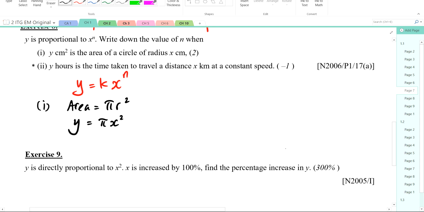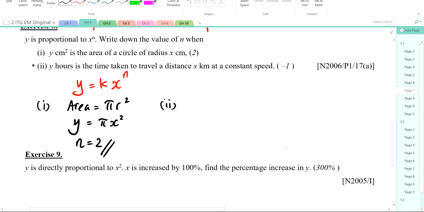So now can you tell me the value of n? Is it very clear already what's the value of n? 2. n equals 2. If the question asks you what is the value of k, what will you tell me? Pi. But they didn't ask you for pi. They didn't ask you for k. So ignore it. So this is the answer. Can? Now, part 2.